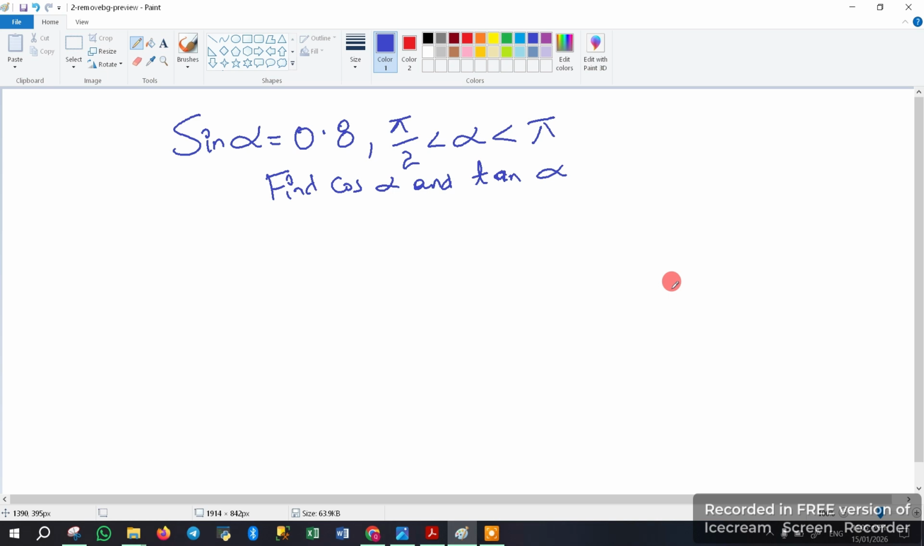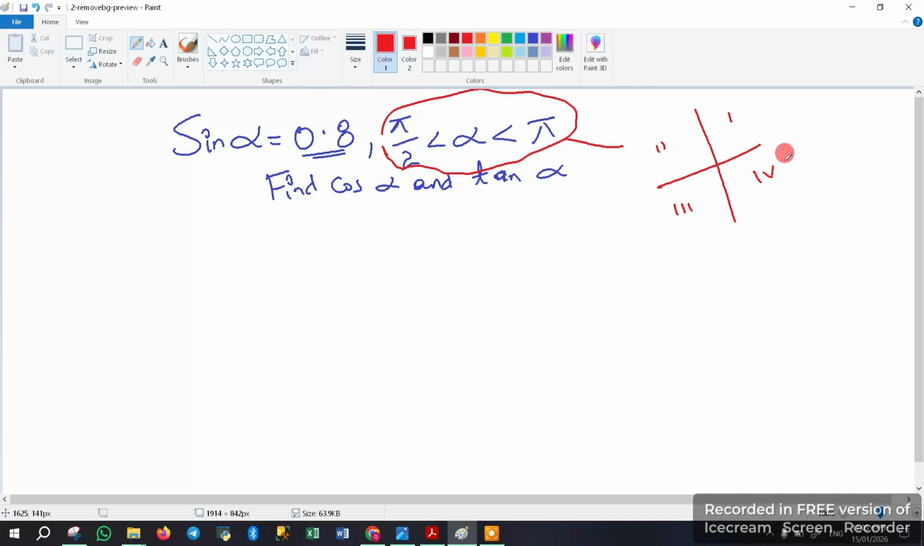So in this problem, what is given to you is the sine alpha value, and it is 0.8, and the interval of the angle is pi over 2 less than alpha less than pi. So the first thing you are going to do is check in which quadrant the angle is located. If you draw this, the first quadrant, second, third, and this is the fourth quadrant.